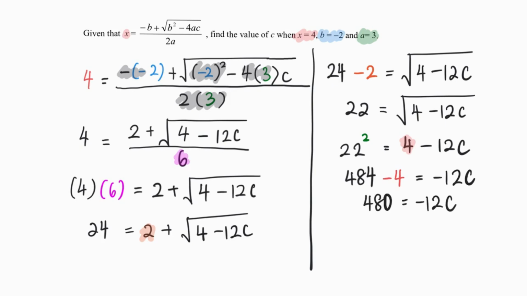And finally, what do I do with this negative 12? Yep, I'm going to divide by negative 12 on both sides. Therefore, final answer, my C is equals to negative 40.